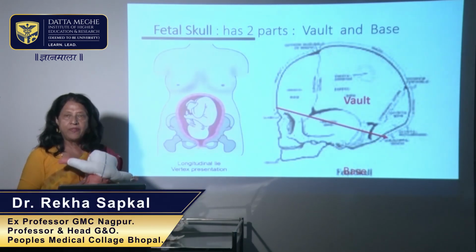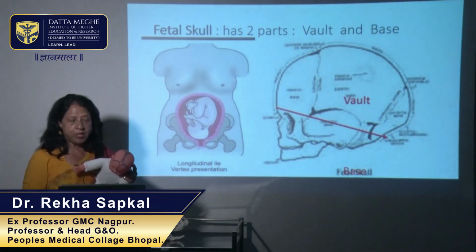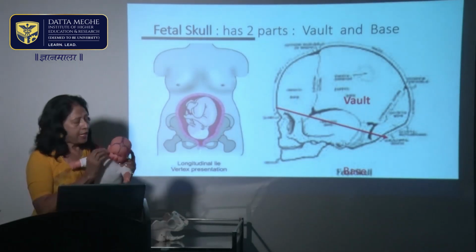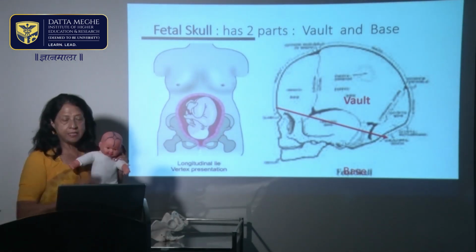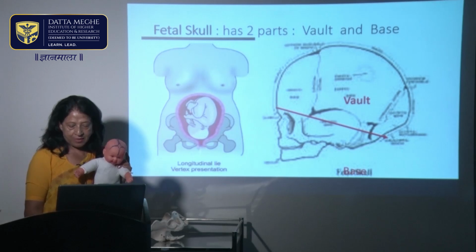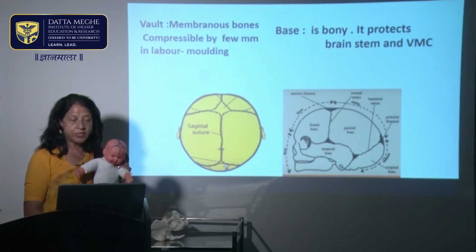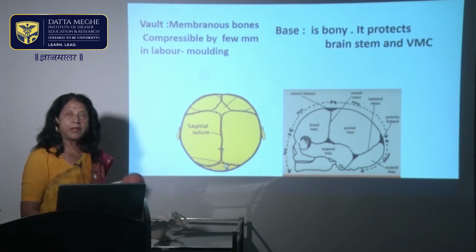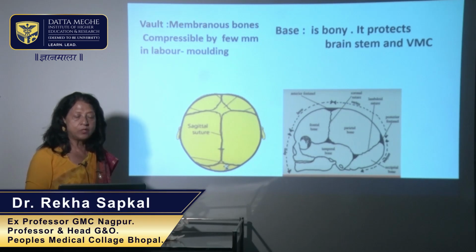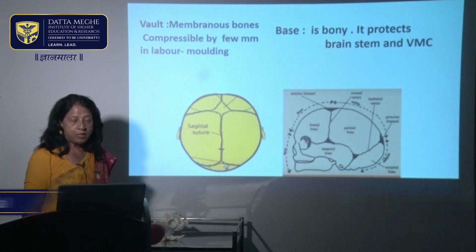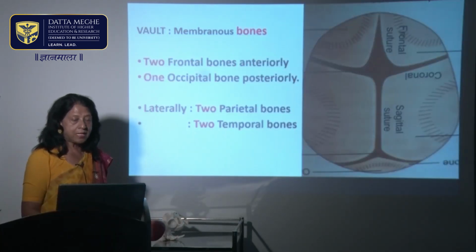The fetal skull as such has got two parts. The topmost part is the vault, and the part below the orbital ridges is the base of the skull. The base of the skull is bony. It protects the brainstem and the vasomotor center, while the vault of the fetal skull is the membranous bones, and they are compressible by a few millimeters in labor. This is how the vertex looks like.